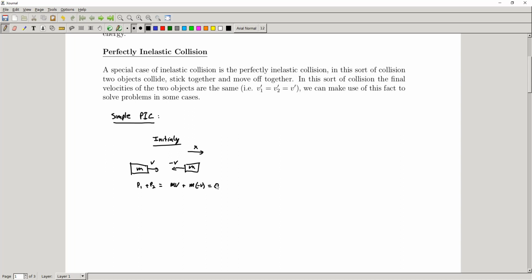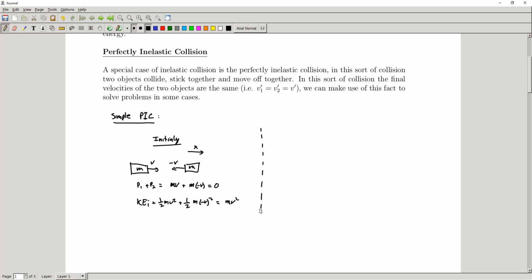And what do we have as far as kinetic energy goes? Our kinetic energy initial is going to look like 1/2 mv squared plus 1/2 m minus v squared. But since we're squaring them, the minus sign doesn't really matter, and we just end up with mv squared. Okay, and so we do have some initial kinetic energy.